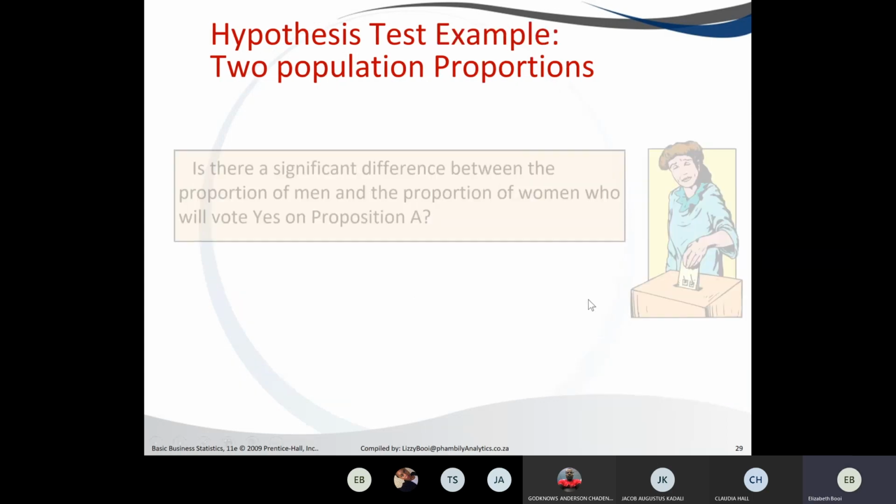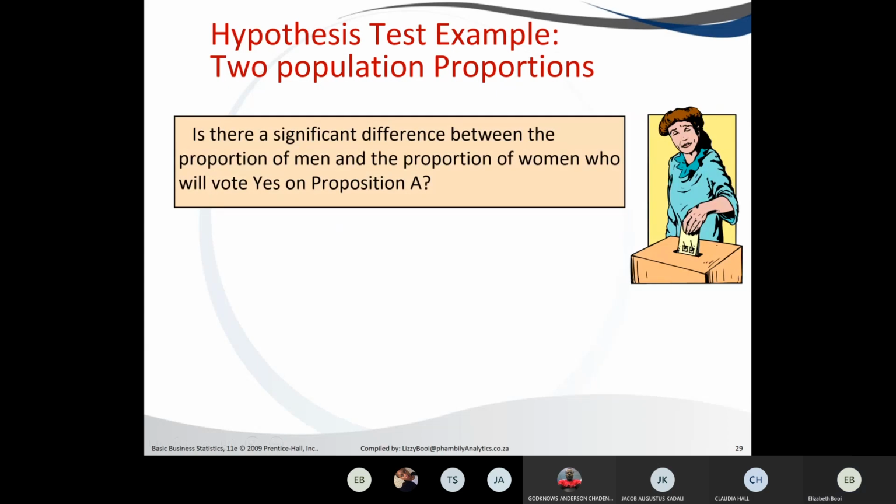Okay, so let's look at an example. Is there a significant difference between the proportion of men and the proportion of women who will vote yes on proposition A? So let's say people are voting. Do we know if there is any difference in the way people vote on this proposition?